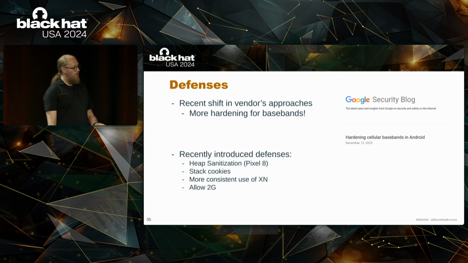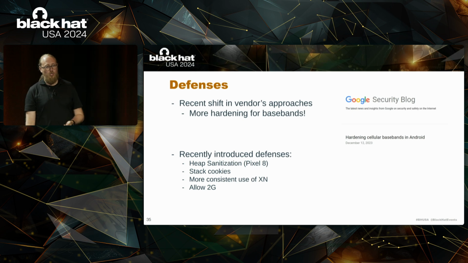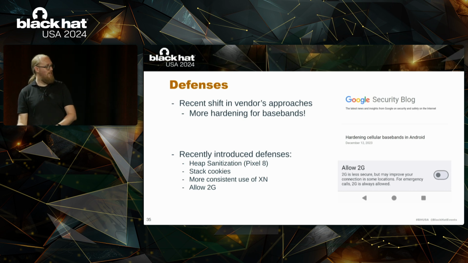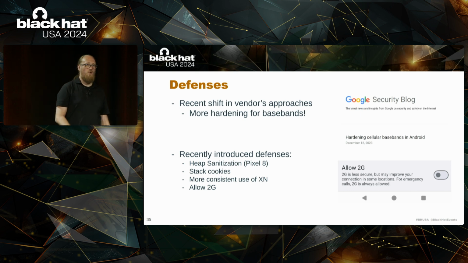Also, since Android 12, I believe, there is an allow 2G button, as shown here. And the allow 2G button allows you to disallow using 2G. So in the case of the vulnerabilities we discussed in this talk, they would be mitigated by disallowing connection to 2G, as the phone would never connect even to a rogue 2G base station in the first place.